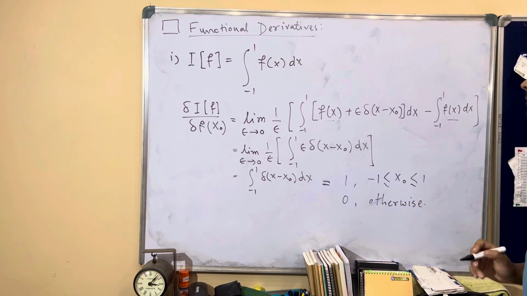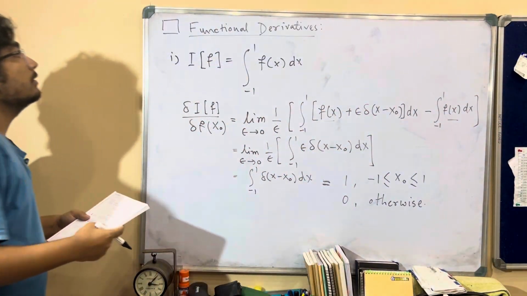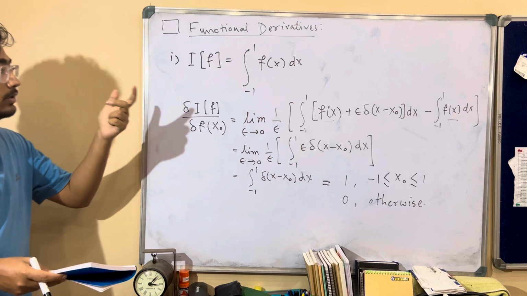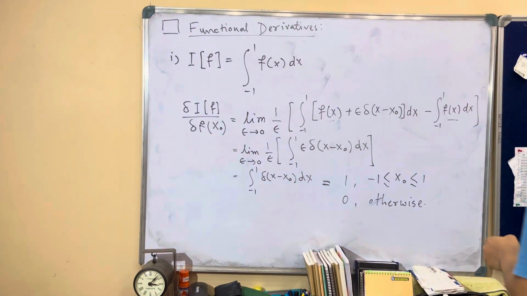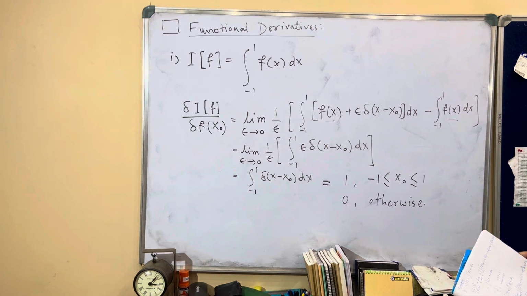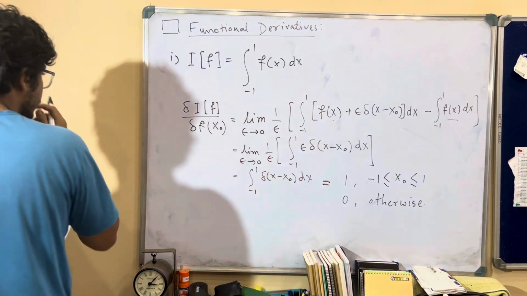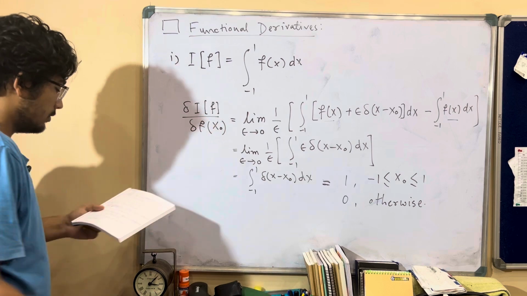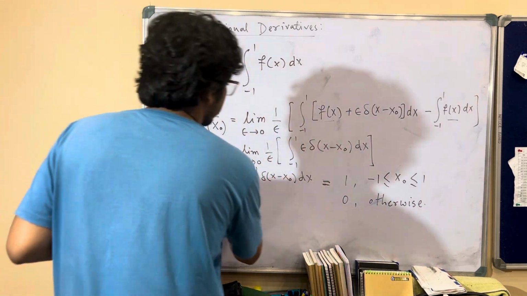Okay, so this is the very first functional derivative that you have seen, perhaps. If you have seen functional derivatives before, then it is obviously not the first one. But yeah, this is how we differentiate a functional with respect to a function. Now I am going to give you another example. I will erase this one first.